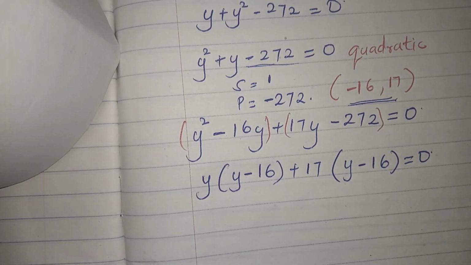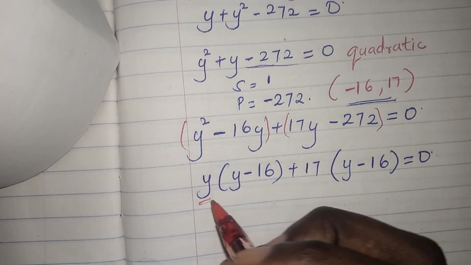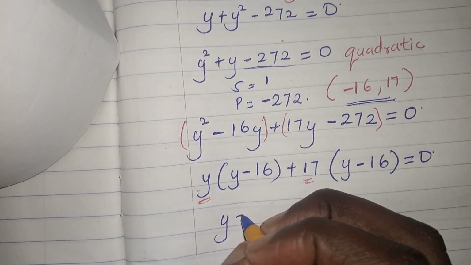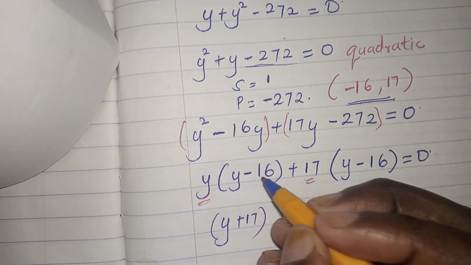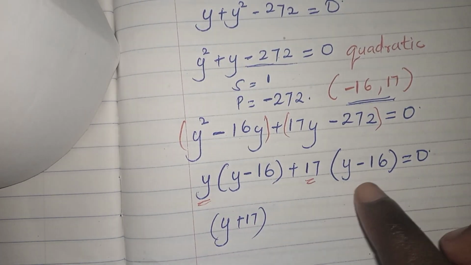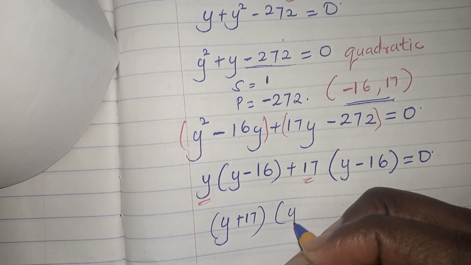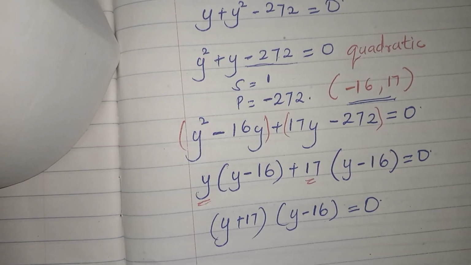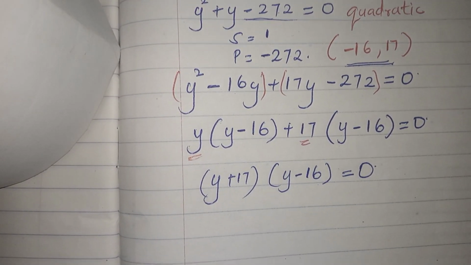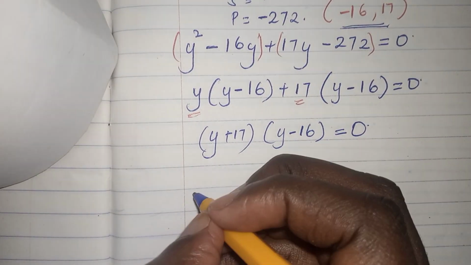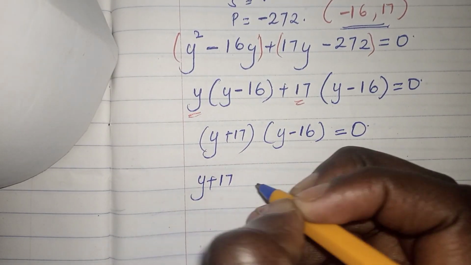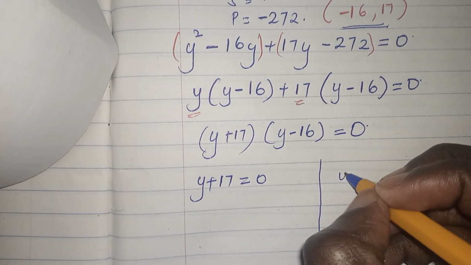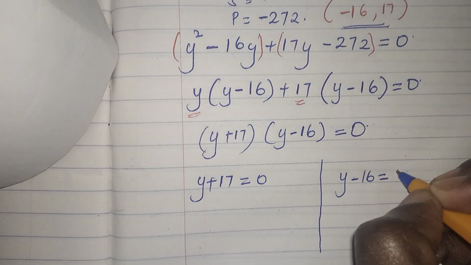We shall then pick what is left outside the bracket. We have y and 17. So this will be y plus 17. Y minus 16 is common. We have it this side and this side, so we shall pick only one. Y minus 16 is equal to 0, right? Next step is to equate each term with 0. So this will be y plus 17 is equal to 0. And on this other side, y minus 16 is equal to 0.